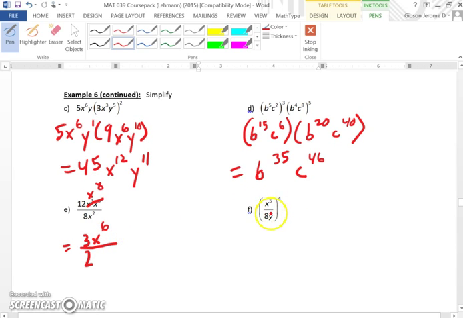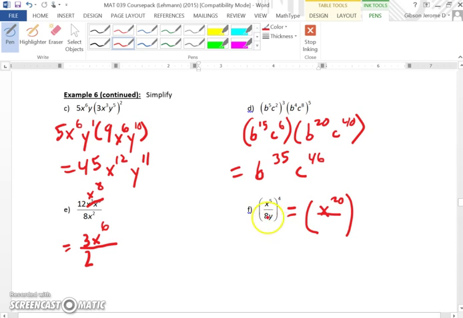Now we come here to f. If you notice here inside this parenthesis, there's nothing we can simplify here. They have nothing in common. So the only thing we need to do is take everything in here to the 4th power. So we know a power to a power would give us x to the 20th.